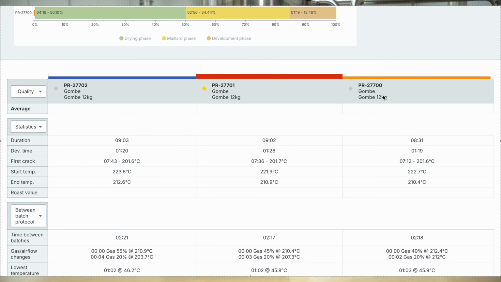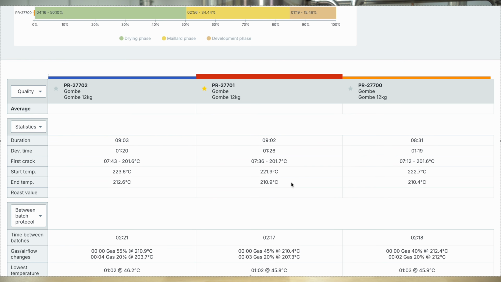So here's the nitty-gritty of data. Batch 27700 was roasted in 8 minutes and 31 seconds with an end point in temperature of 210.4 degrees Celsius. The next batch, 27701, was trying to increase the time but keep the temperature as close as I possibly could. So time here, 9 minutes and 2 seconds, that's a 31-second difference in overall time versus its reference roast, and an end temperature of 210.9 degrees Celsius.